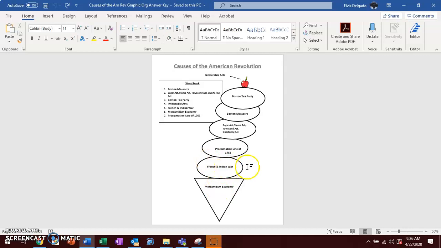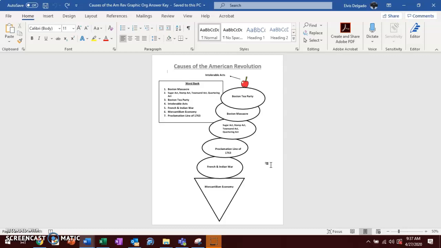Next one, the French and Indian War. Many of y'all have forgotten about this war, but this is the war where the French and Indians are fighting against Great Britain, and basically whoever wins this war is going to own most of North America. As you know, the British defeat the French in North America, and now the British will have most of the land, the 13 colonies, and any land west of the 13 colonies.